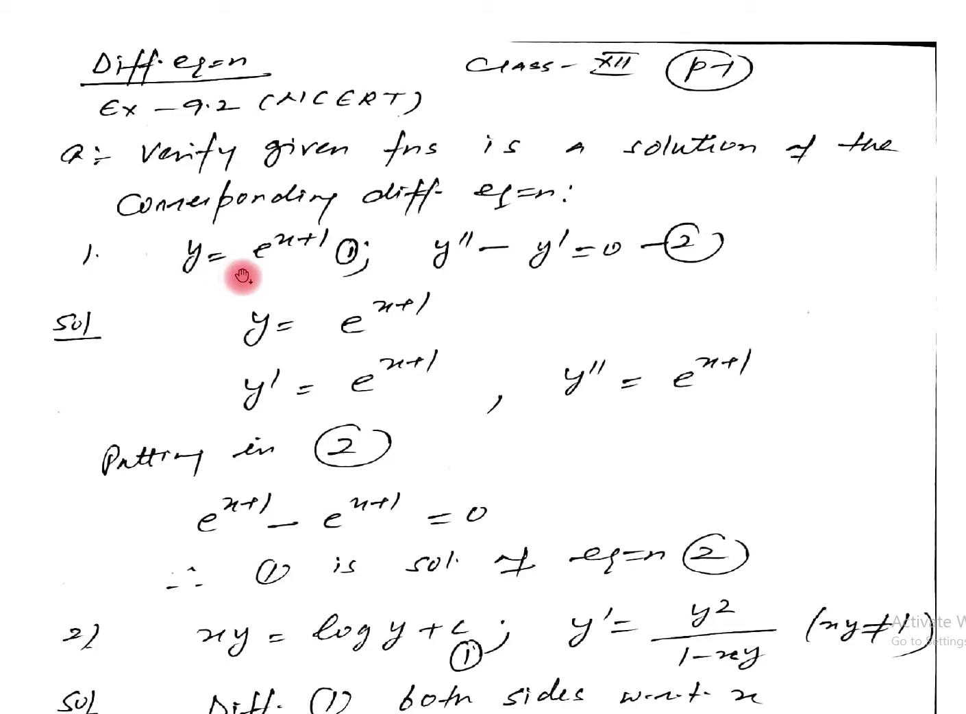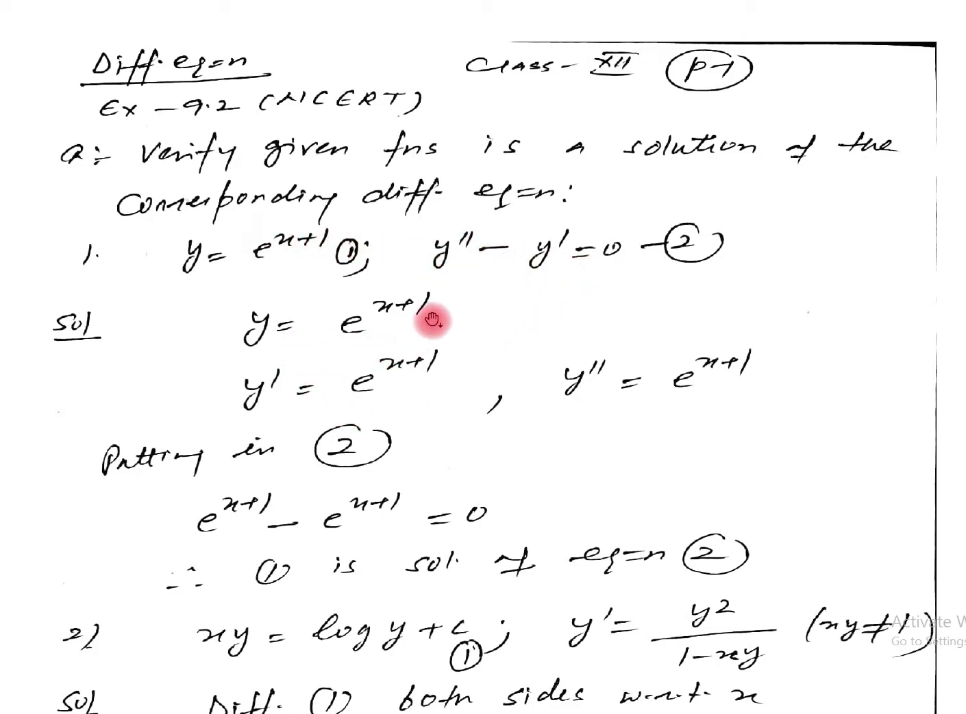Now here y equal to e raised to power x plus 1 is the solution of y double dash, the second derivative, minus y dash, the first derivative, equal to 0. From the given function we will find out the values required in equation 2. We will find out the value of y dash and y double dash and put them in the given equation. If it is satisfied, then this is a solution of this.